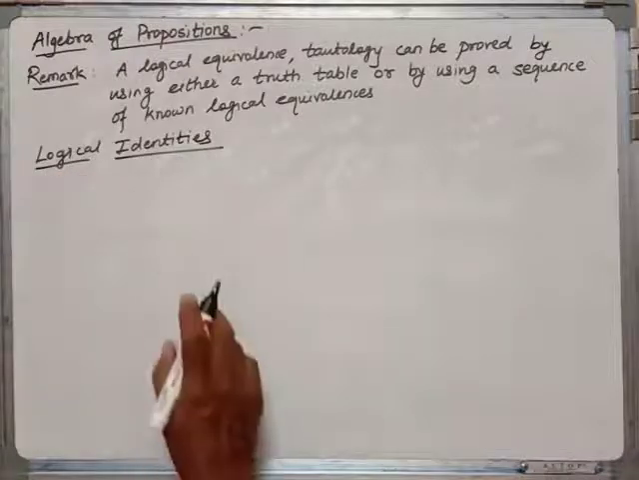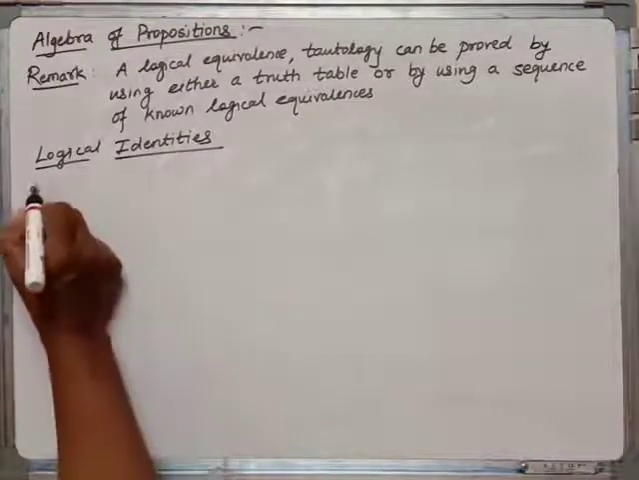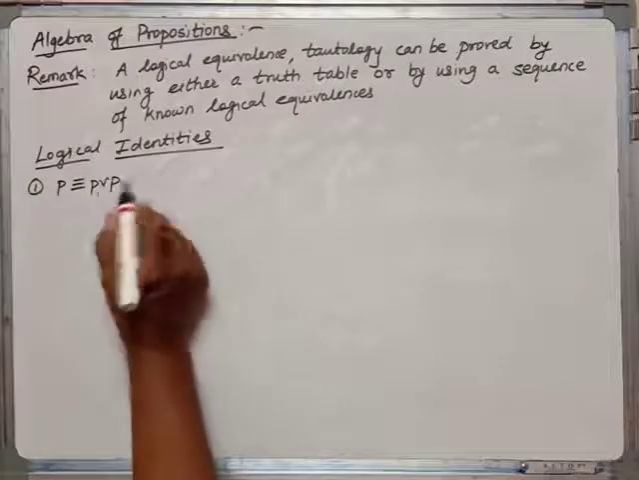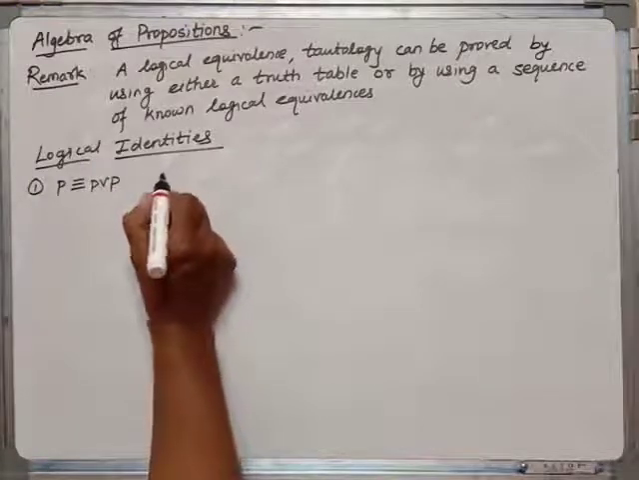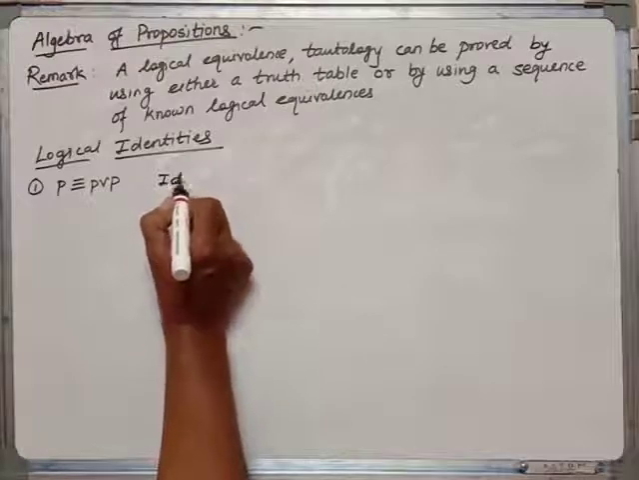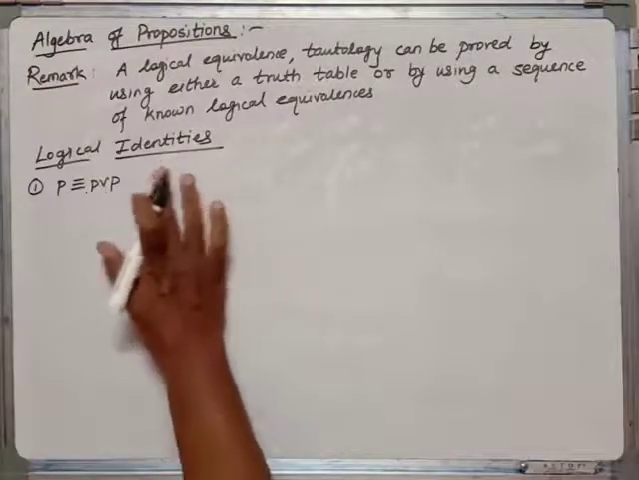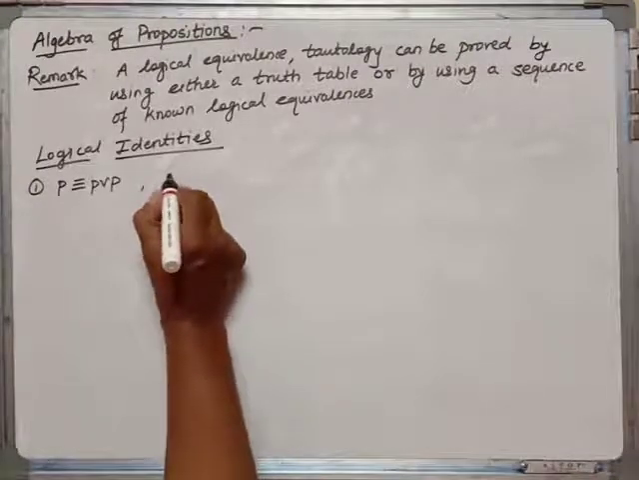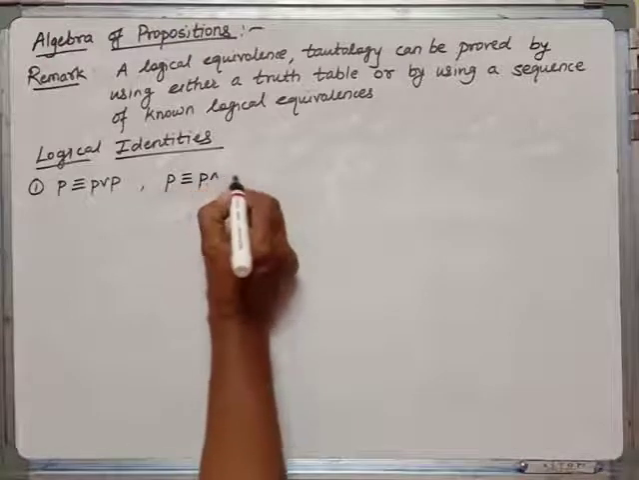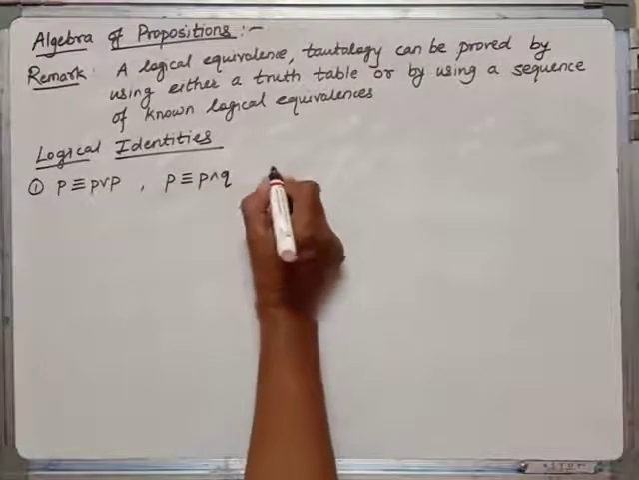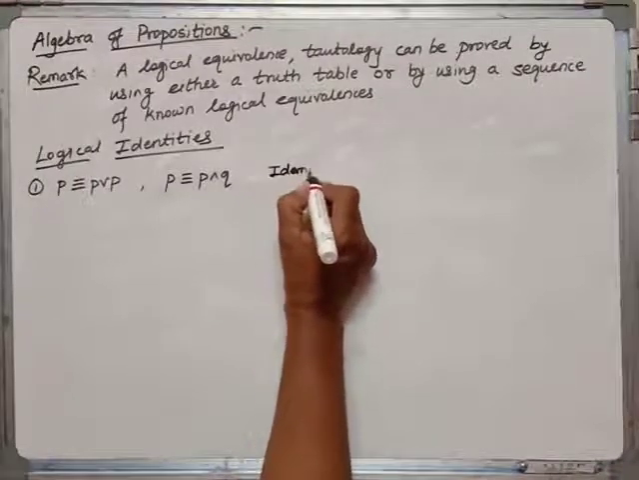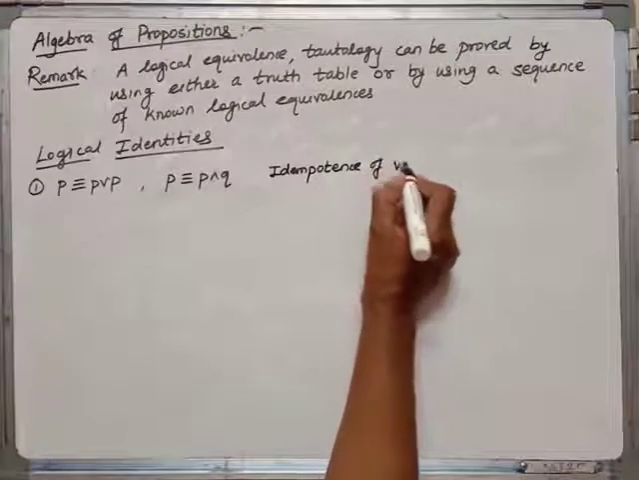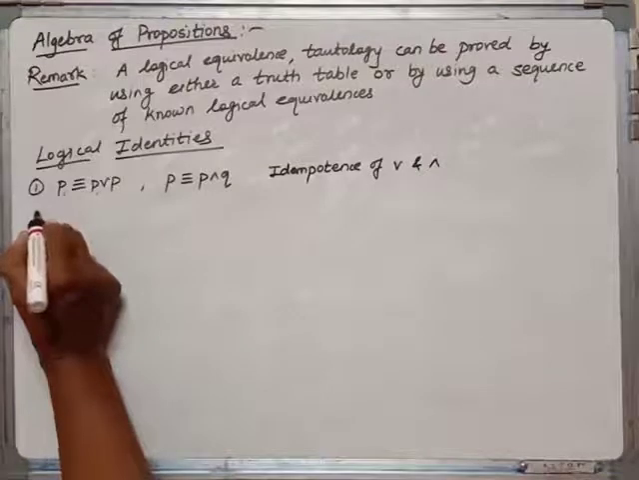Logical identities. So now the first identity is P is equivalent to P or P. It is known as idempotence, or let me write both of them together. Also P is equivalent to P and P. So this is known as idempotence of and, or.